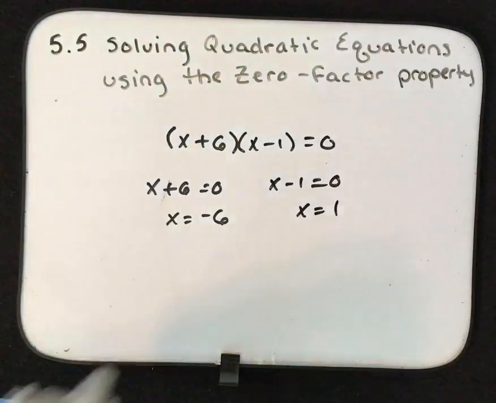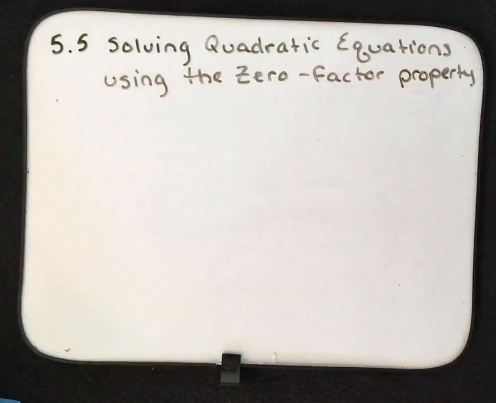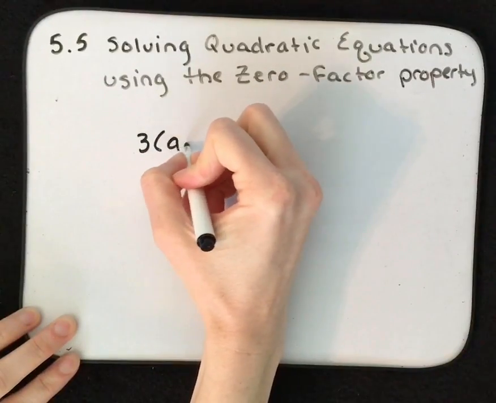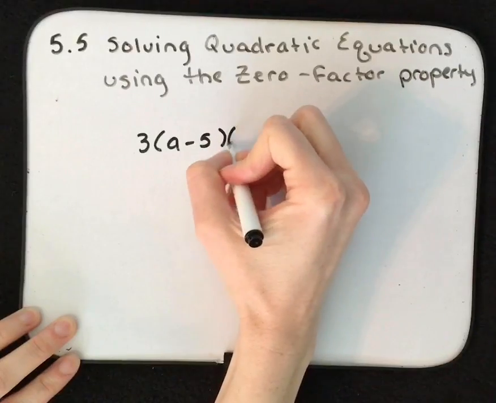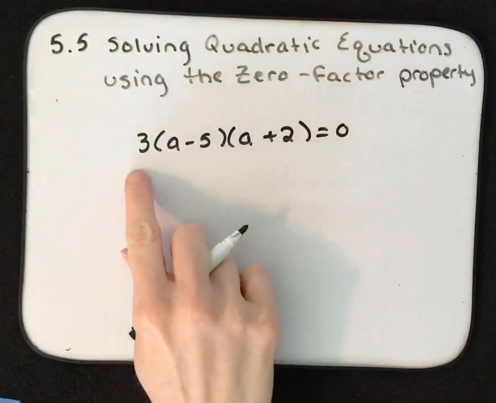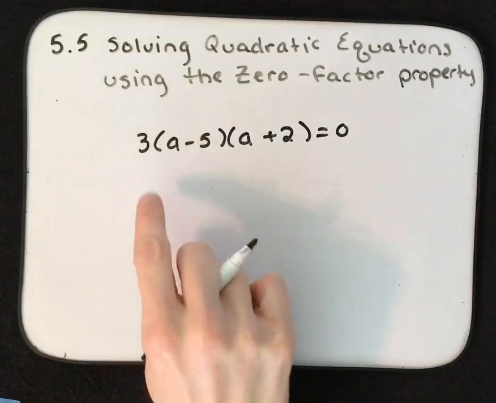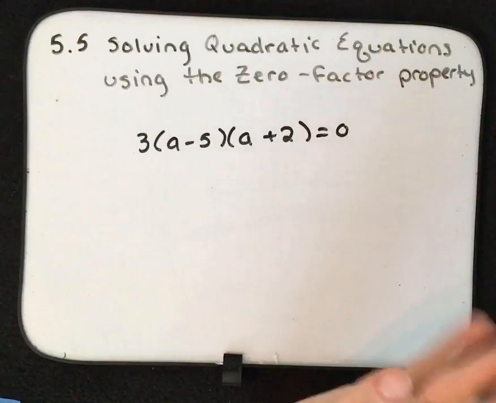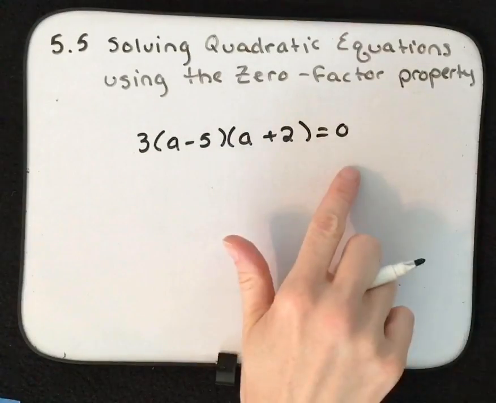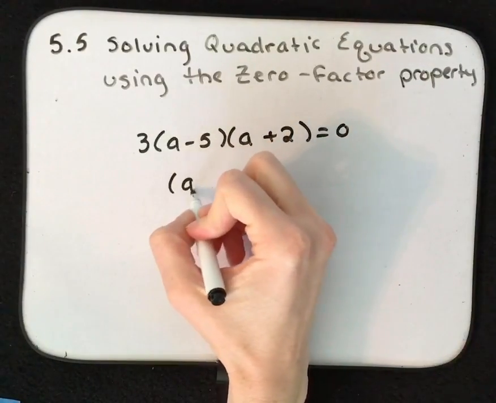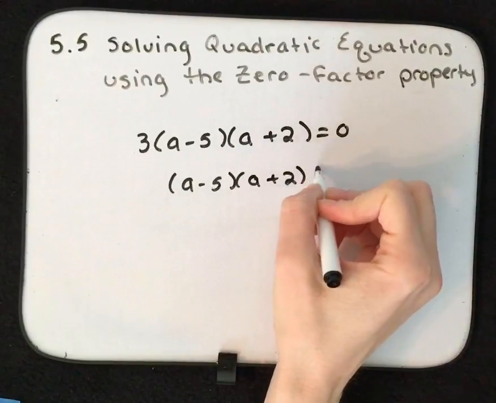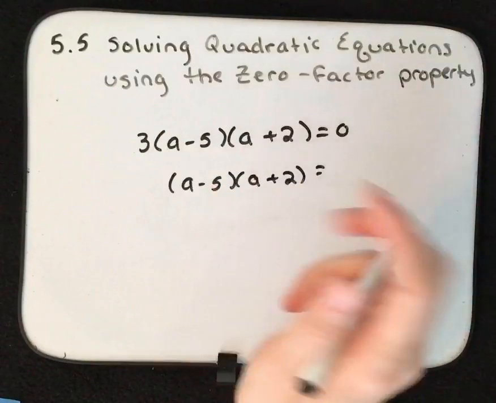Let's try again. If we have 3 times a minus 5 times a plus 2 equals 0. Well, the 3 is not doing us any good in the front. It was part of our factoring when we factored our pretend equation that we factored to get to here, but it's not doing us any good. So we could just divide both sides by 3, and that will leave us with a minus 5 times a plus 2. 0 divided by 3 is still 0, so that doesn't change.